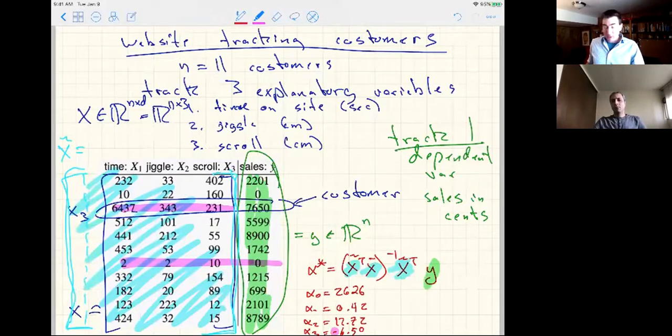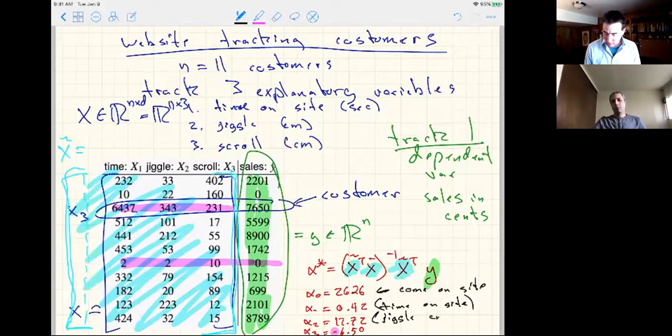Okay. So these are kind of how they interact. They come on the site, and this is the time on site. So I'm multiplying these on here. These bottom three are jiggle the mouse in centimeters, and scroll in centimeters. As they're interacting, I can change the prediction of how much they're going to spend. It could be as they're scrolling down the site, they're not finding what they want, or they're jiggling, trying to click on something to actually buy something. So that's possible. That's what's going on.